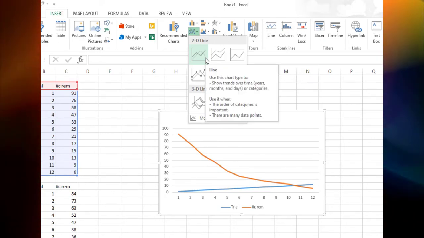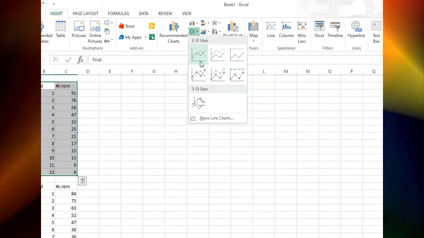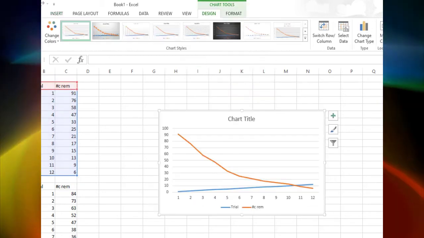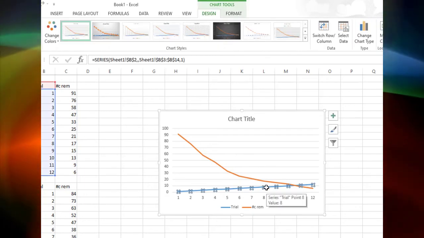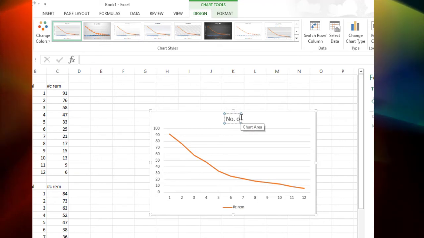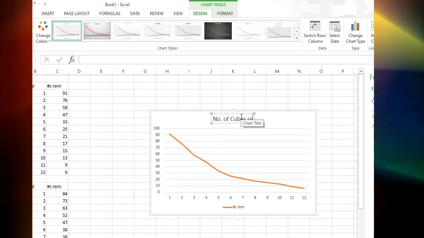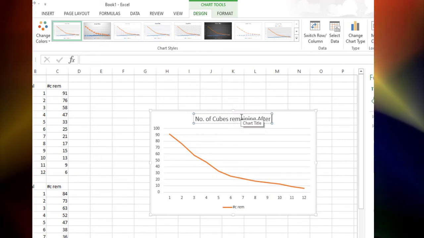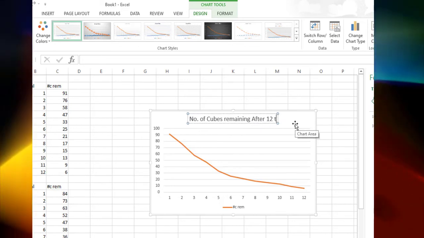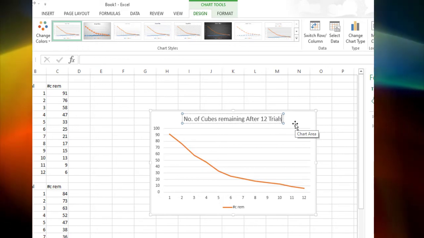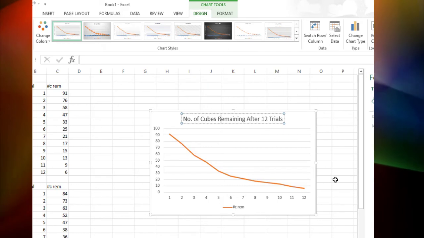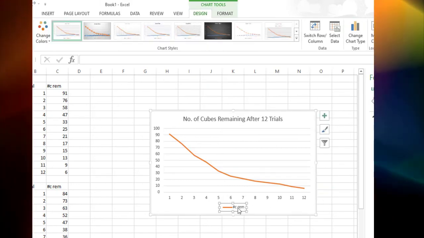So there you go. We don't really need this blue line here, so we're just going to delete that blue line. All right, so it's really important that you put the appropriate title for your graph. So it says here the number of cubes remaining after 12 trials. And you can change your legend and label your X and Y axis. So your X axis should be the number of trials and your Y axis should be the number of cubes.